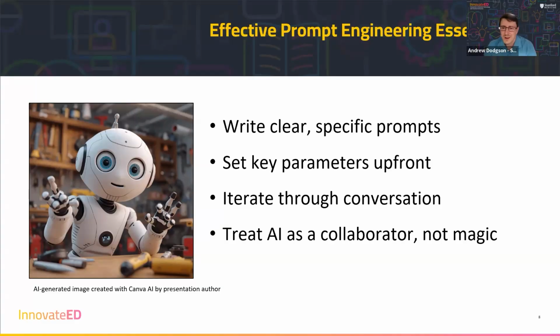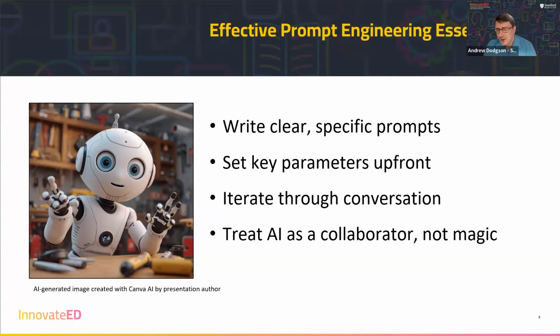Second, you're going to set your parameters up front. Tell AI your constraints before it starts generating the code. For example, I'm working in an LMS that does not allow JavaScript. I need inline CSS only. I need this design to meet WCAG 2.2 standards. Our brand colors are such and such. When you establish these boundaries at the beginning, AI works with them automatically, and it'll get you closer to what you had in mind.